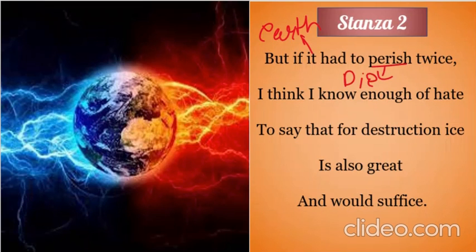So the author is saying that he knows enough of hate now. He doesn't want hatred. Now he says that if it had to perish twice, for the second time, ice would also be great for destruction and it would suffice. Suffice means it would be enough. It comes from the word sufficient. So he says that even ice would be sufficient to destroy the world for the second time after fire.